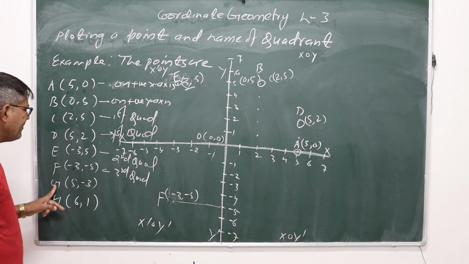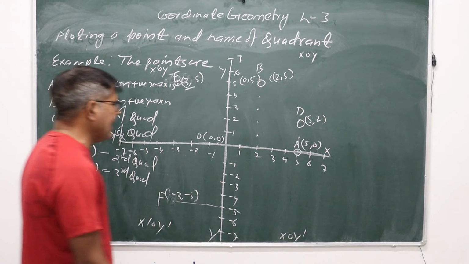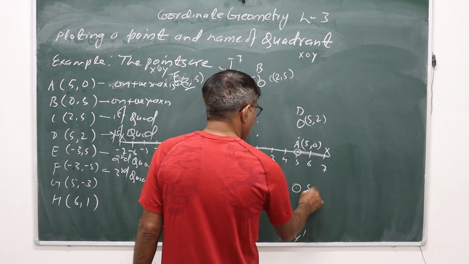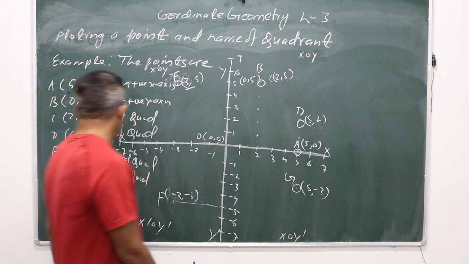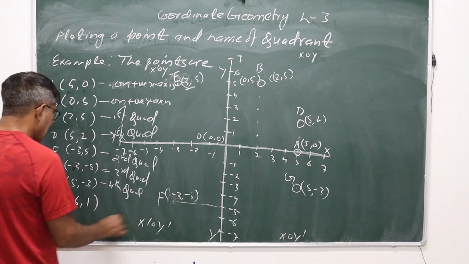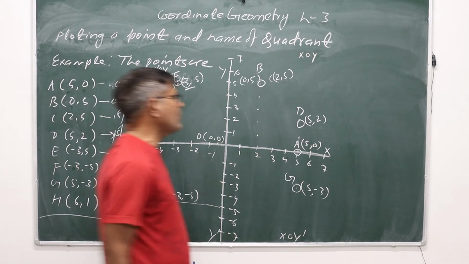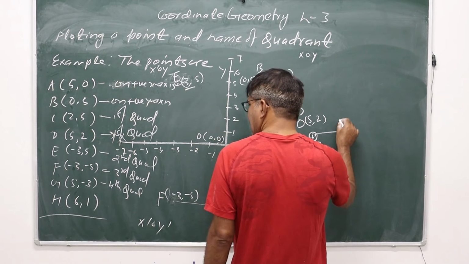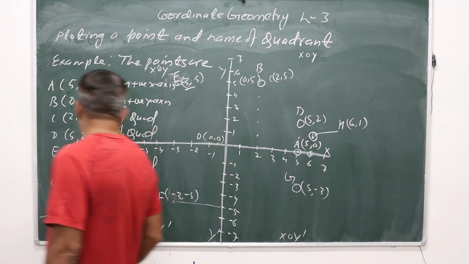Then the next point G, (5, -3). So the abscissa is positive, the ordinate is negative. So this is (5, -3). This point is your G. So this lies in the fourth quadrant. And again the next point is (6, 1). Both are positive, so it will be in the first quadrant. So this is 6 and 1. This is H (6, 1) and the quadrant will be first.